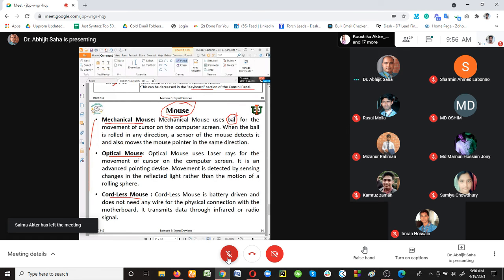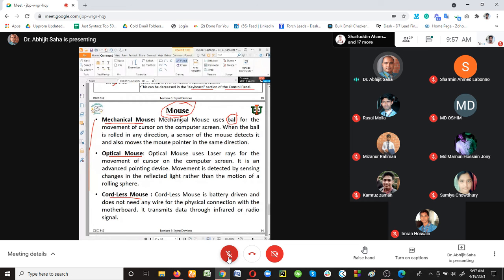Even though the mouse history tells us it was discovered, if my memory serves well, maybe in the 1980 decade, about 84 I guess, the mouse was invented, and after that there was a lot of improvement, because the mechanical mouse is the older type of mouse. It uses a ball for the movement of the cursor on the computer screen. When the ball is rolled in any direction, a sensor detects that and moves the mouse pointer in the same direction.